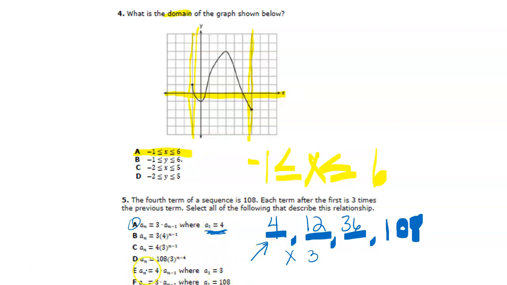E says A sub 1 is 3, so it's out. F says A sub 1 is 108, so it's out. So now all we have left are answer choices B, C, and D. Those are all exponential.